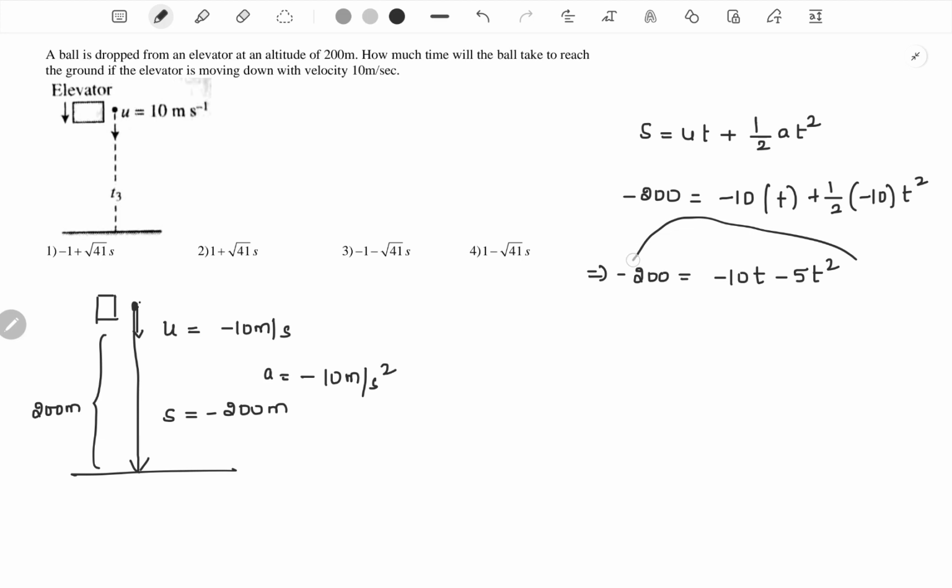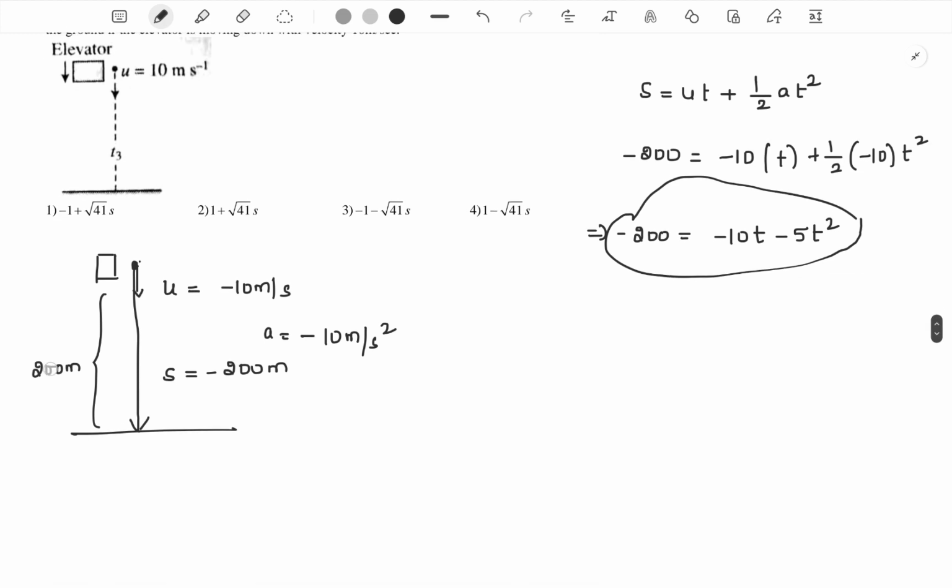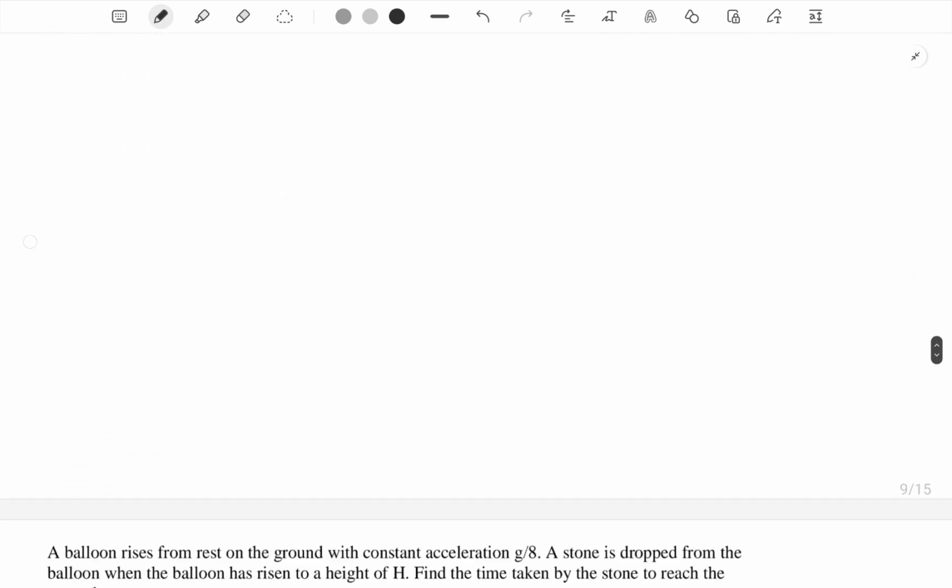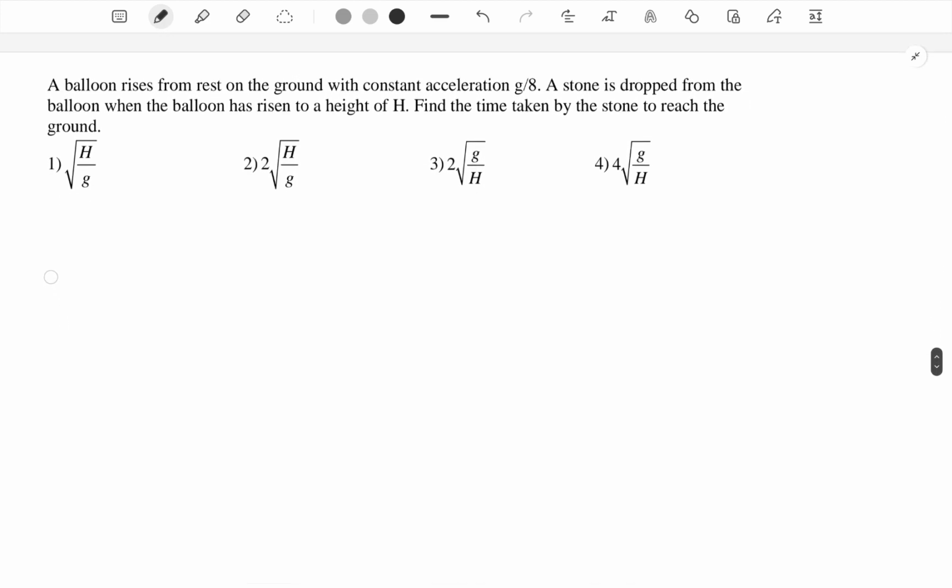Solve this quadratic equation for time t. We would basically get two values of time t. The value of t that comes out to be positive is the time after which it would reach the ground. Simplify that particular equation. Let's proceed with the next question.